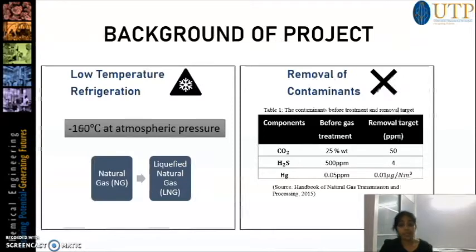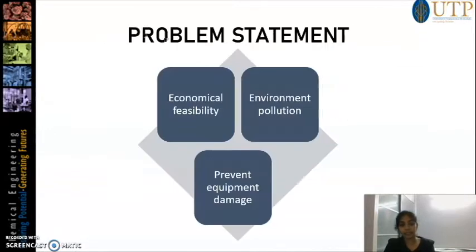This floating plant should also cover several other aspects, such as to maximize the hydrocarbon recovery, to minimize the energy consumption, and taking into account the safety and environmental concerns by also complying with the HSE guidelines. As stated earlier, the economical feasibility has been highlighted because natural gas is not economically feasible to be transported.